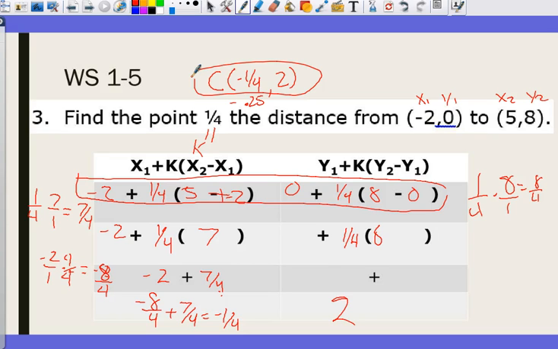Ready to move on to the next one? All right. So this will be plus 4 points.